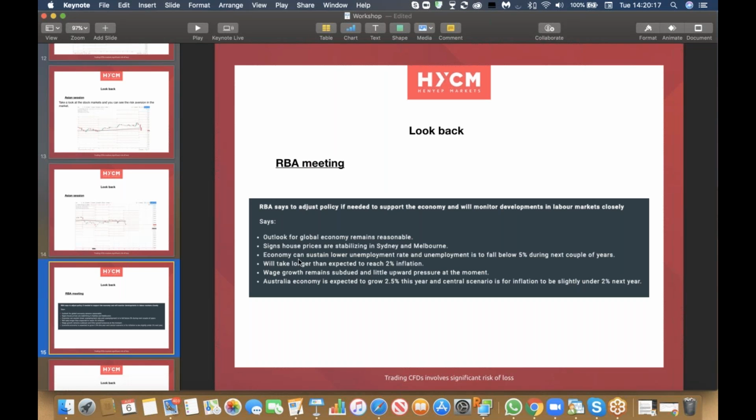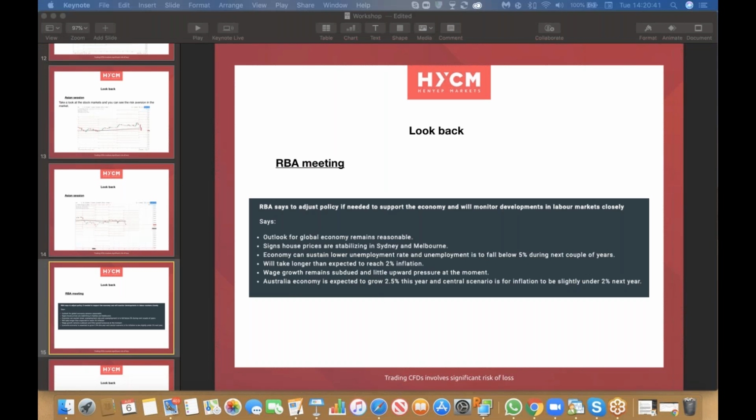They extended their projections for inflation. They're now thinking it's going to take longer to reach the 2% inflation target than they'd originally expected. Wage growth remains subdued, with a little upward pressure at the moment. Australia's economy is expected to grow 2.5% this year, and inflation is expected to be slightly under 2% next year. So there was a slight revision of some of those projections.